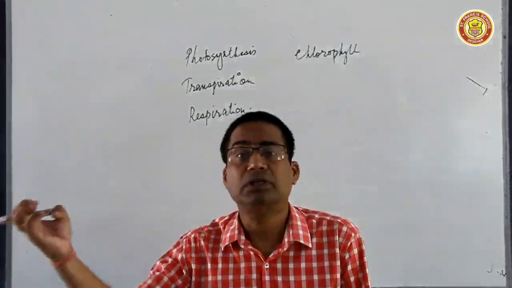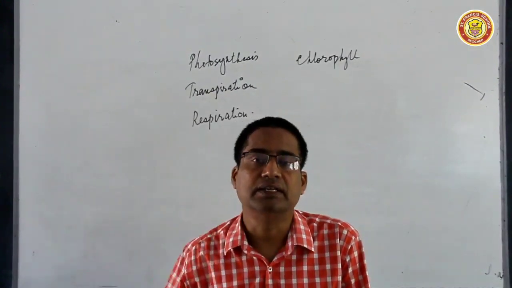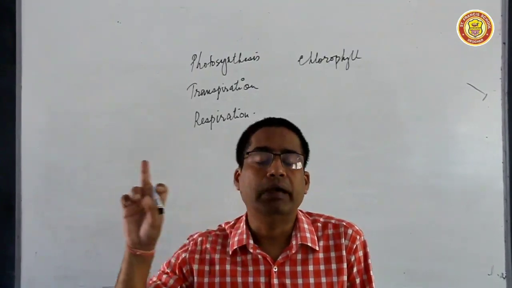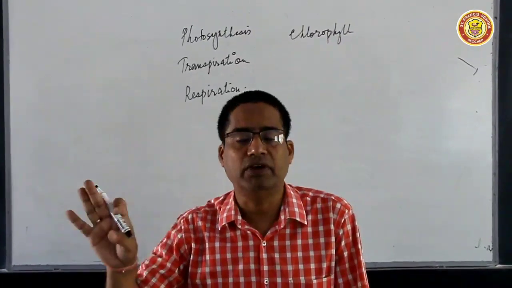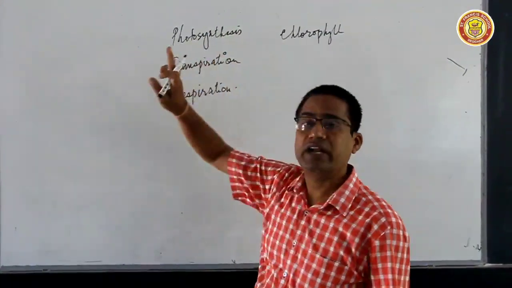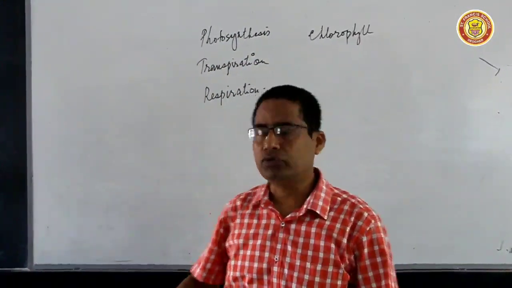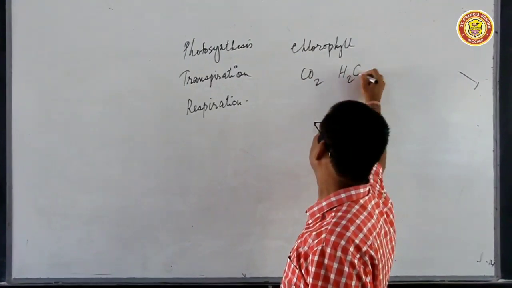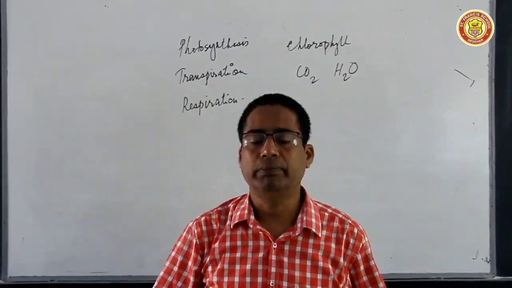It can trap the solar energy, the energy of the sunlight. With the help of this energy, it helps in manufacturing the food, that is glucose. Glucose is the food that is manufactured by the plant. So this leaf has chlorophyll. This chlorophyll traps the solar energy, and the raw materials for photosynthesis are carbon dioxide and water. These are the two raw materials for the photosynthesis carried out by the plant.